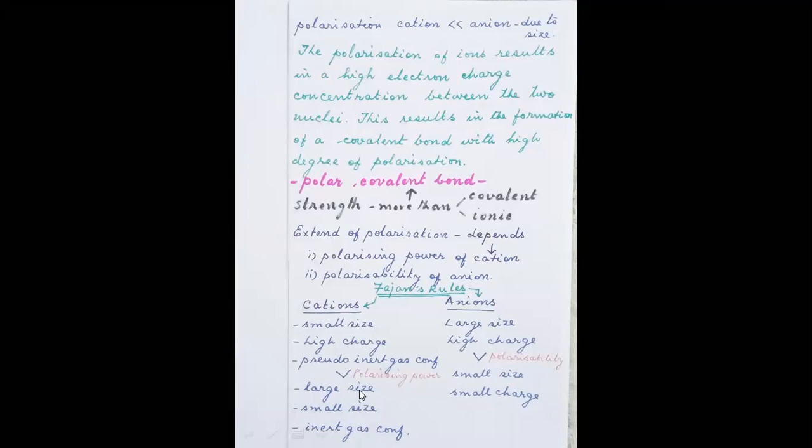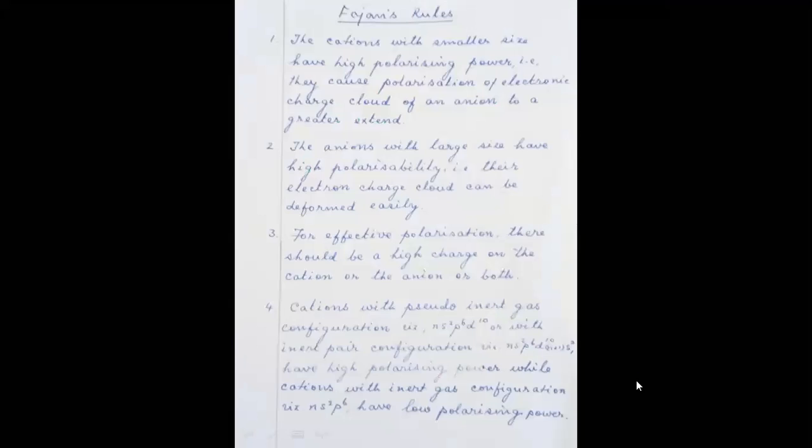So these are all the comparative study. And when you compare the anions, large size and high charge will have high polarizability compared to small size and small charge. Actually, here the word size is wrongly written. It has to be small charge. So this is the summary of the Fajans rules.